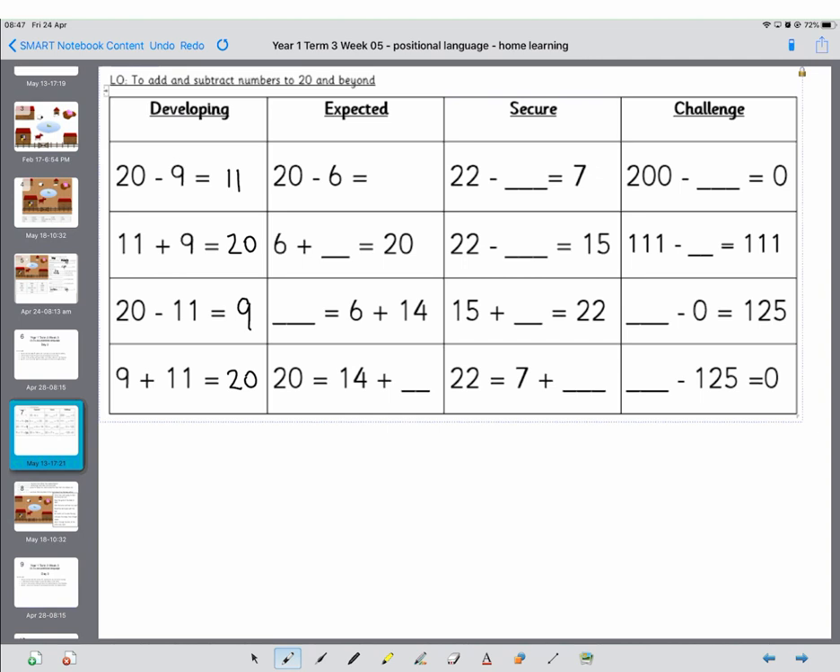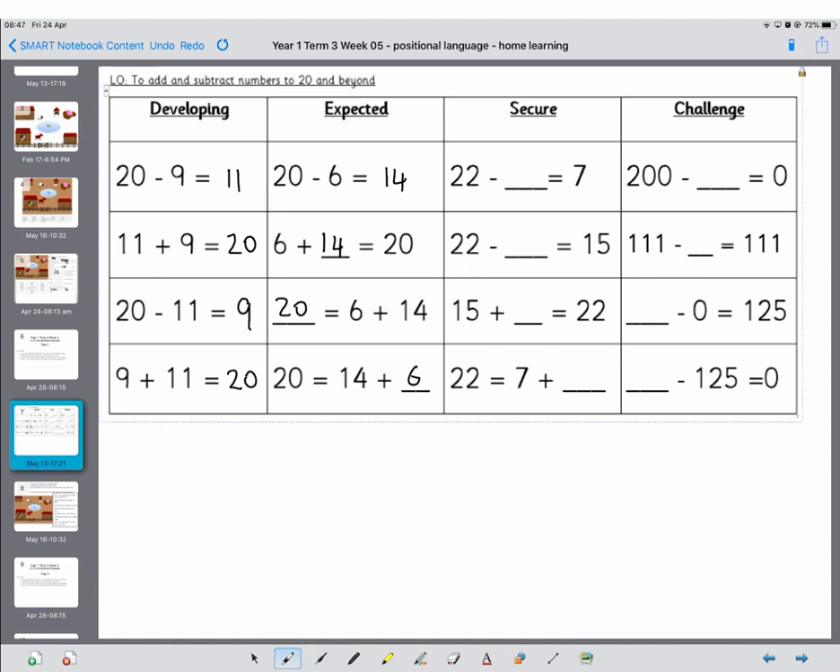So 20 minus 6. Start with your 20 beads, take away 6, you've got 14. And now 6 plus 14 equals 20. 6 plus 14 over the other side, doesn't matter, equals 20. And 14 plus 6 equals 20. Okay, it gets a bit trickier here, but you probably can guess now what the answer is going to be.